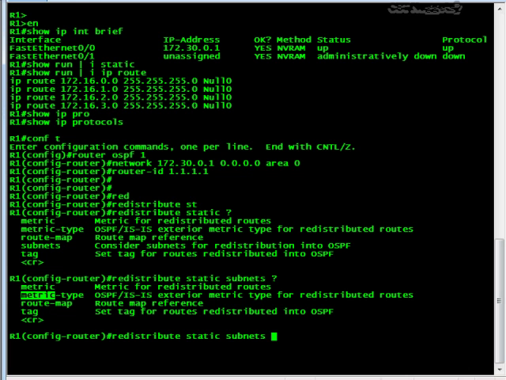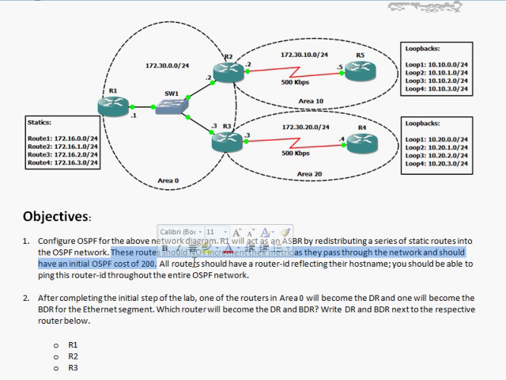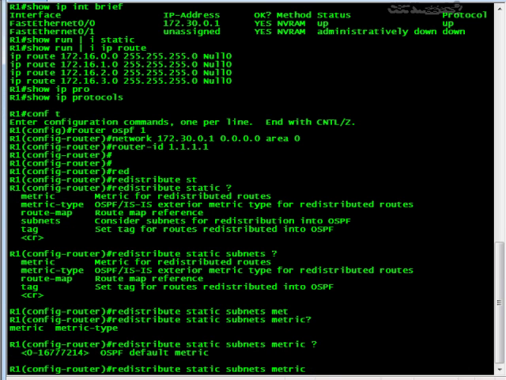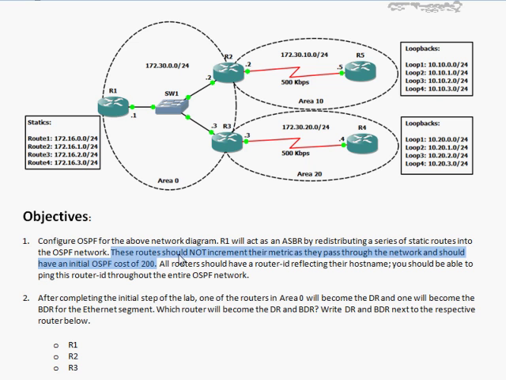Now, the metric. The lab did clearly state that the routes should not increment their metric, but they should start off with an initial OSPF cost, or metric, of 200. So I'm going to go in here and say the metric should be 200. So as they come in, it's going to end up with that metric. And now we come back to the second statement. It said these routes should not increment their metric.